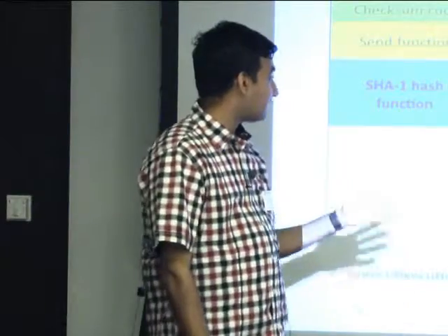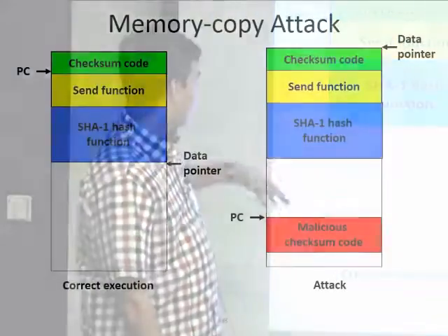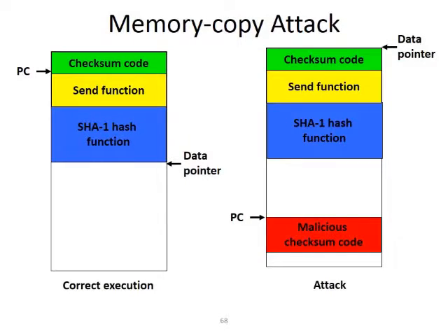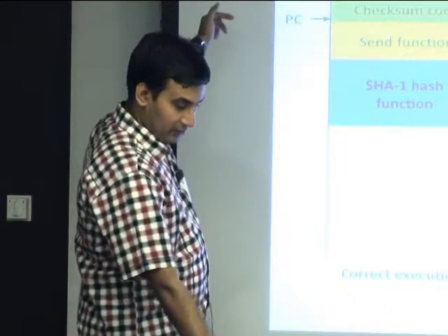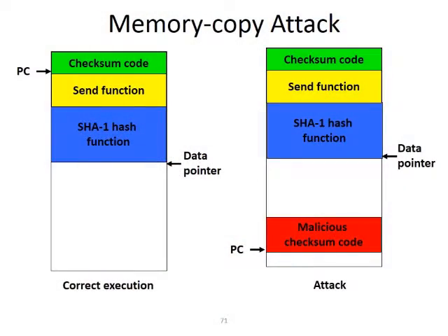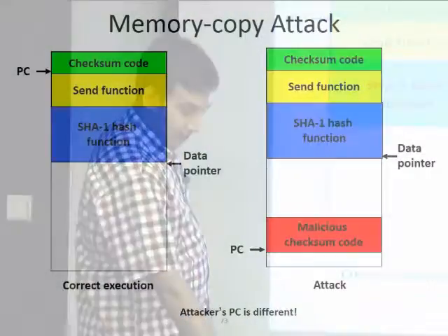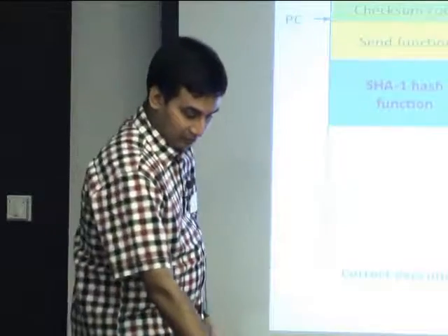So there are essentially three variants of this attack. The first variant is that the malicious checksum code is in fact sitting somewhere else in memory, which means that in the correct execution, the program counter is going to move through these regions, whereas in the malicious execution, the program counter is going to move through those regions, right? And because of that, the attacker's program counter will be different. I mean, it will contain different values during this execution.